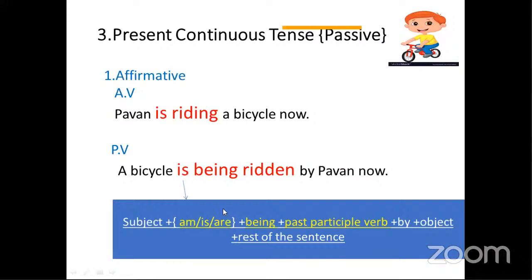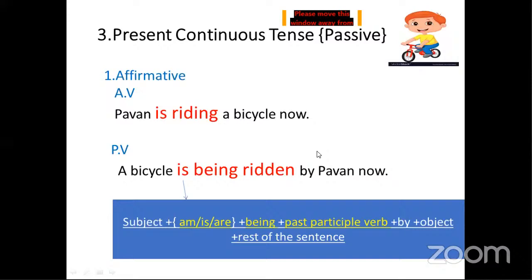The subject plus be verb, bicycle is, right? Now you can understand, right? Now you have to keep it in your mind. The continuous tenses, when we are forming the active into passive, you have to add this being. You have to keep it in your mind. Continuous in passive means you have to deal with this word being.